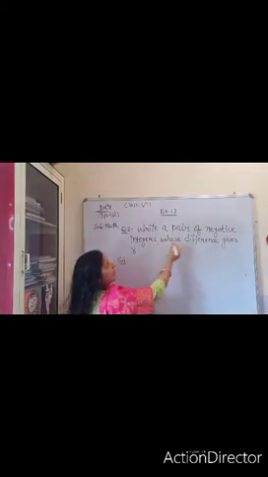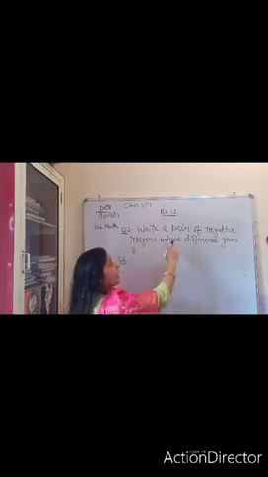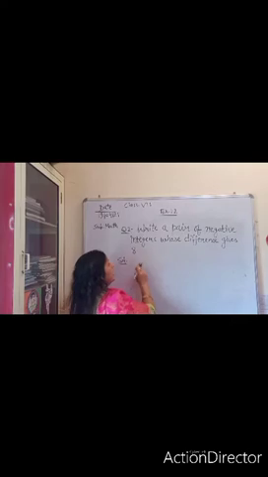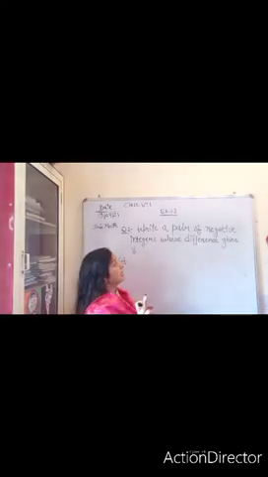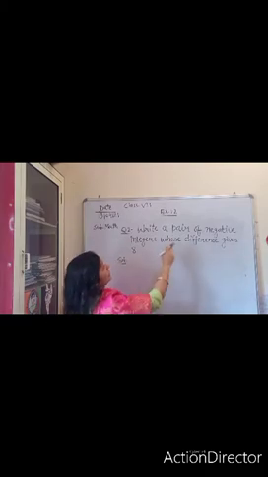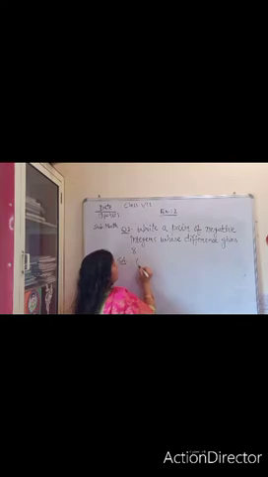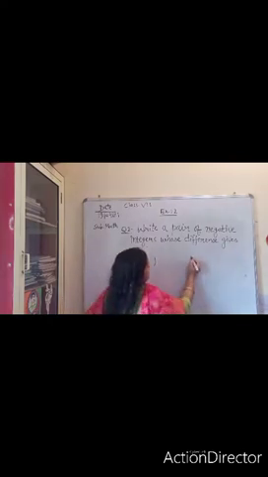The question is, write a pair of negative integers whose difference gives 8. 8 is a positive integer, but you have to choose 2 negative integers. Write a pair of negative integers. Means, how will we do it? Pair means 2. Here should be minus.